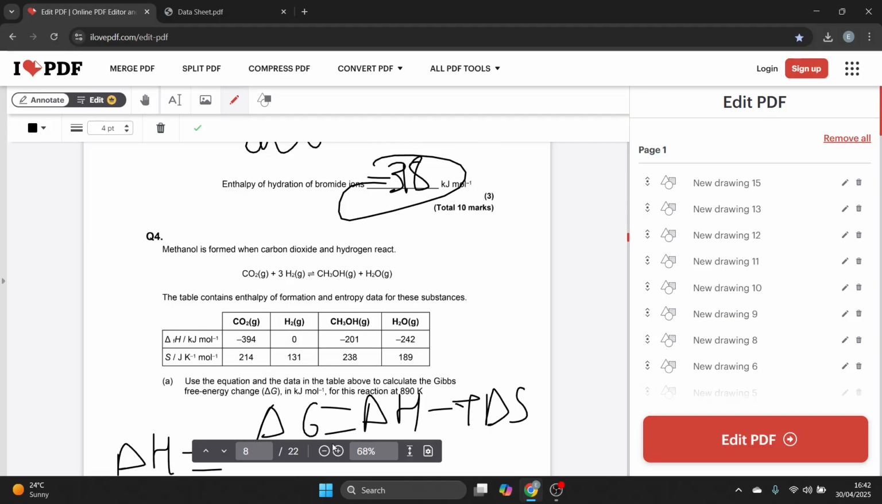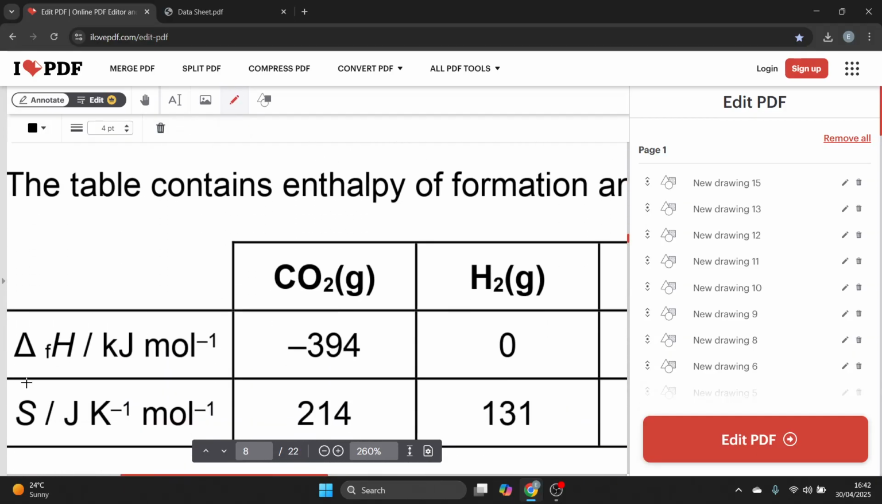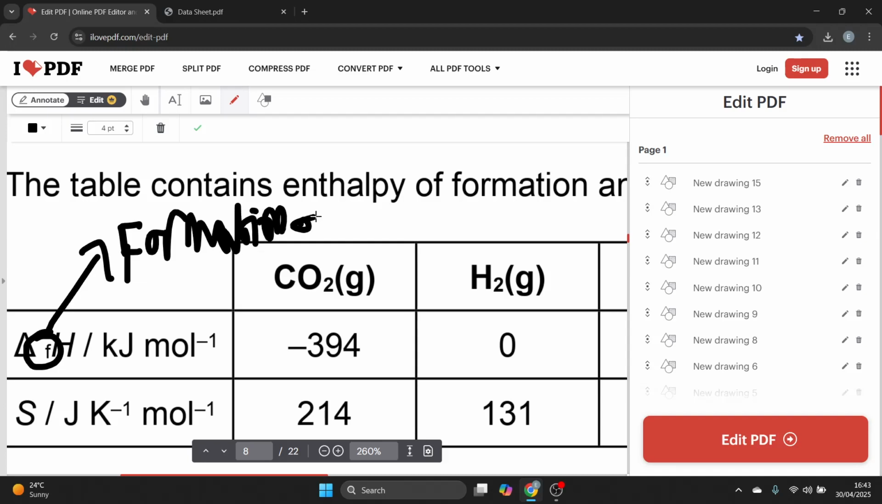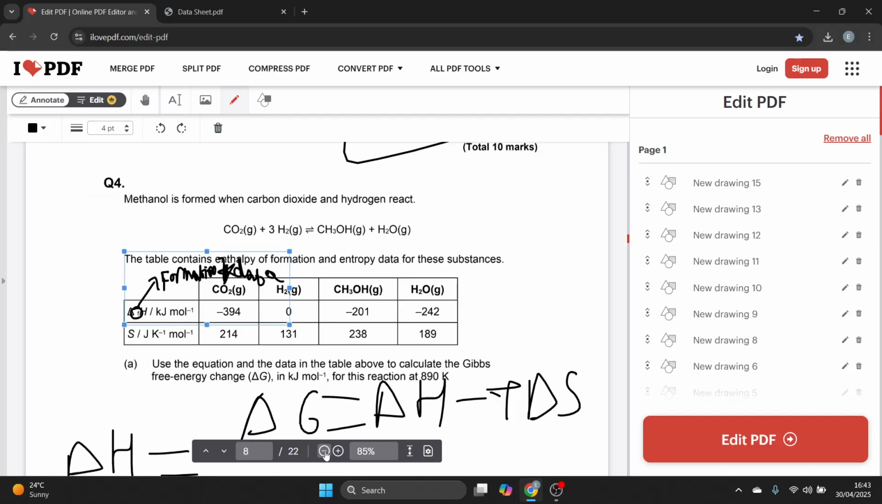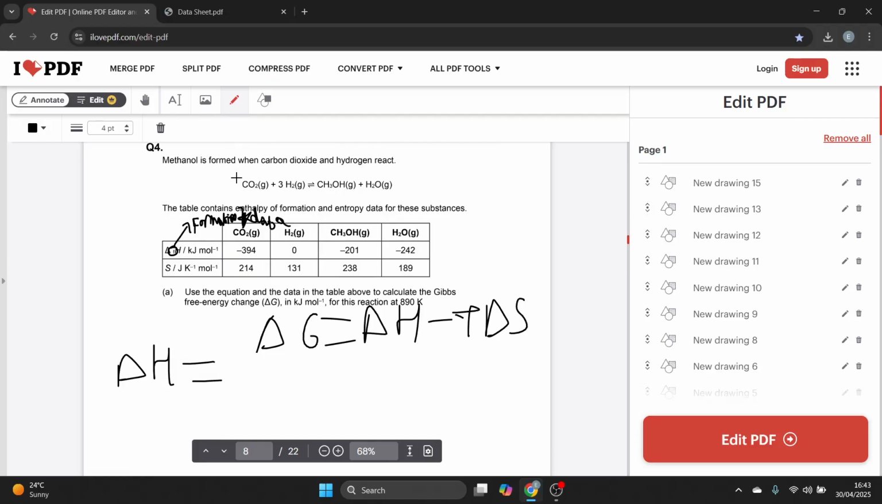Well, again, zoom in, check what it says. I can see there's a little f there, very tiny f. So that tells me it's formation data. Therefore the formula I'm going to use is enthalpy of products minus enthalpy of reactants, formation data. So products minus reactants, I'm just going to put it in my calculator. It's going to be minus 201 plus minus 242, minus the reactants.